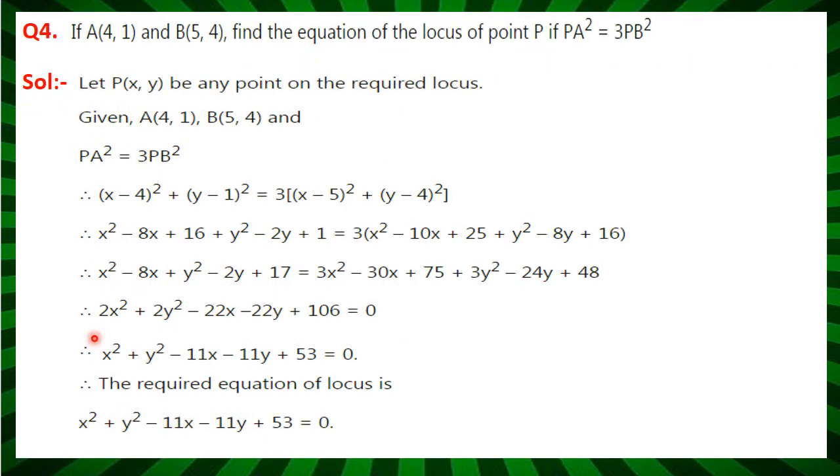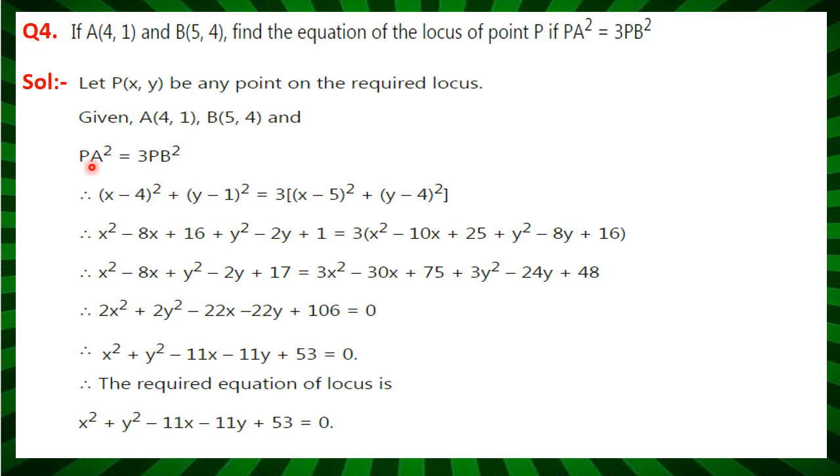Question number 4. If A is the ordered pair (4, 1) and B is the ordered pair (5, 4), then find the equation of the locus of point P such that PA squared is equal to 3 times PB squared. Now let P(x, y) be any point on the required locus. Also given that A is (4, 1) and B is (5, 4), and the condition given is PA squared equals 3 times PB squared.